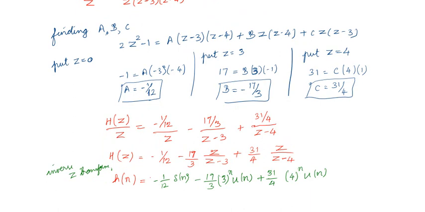Then we have H(z), so the impulse response is h(n), the inverse Z transform of H(z). The 1 gives delta of n. Z by (z minus 3) gives 3 power n u of n. This is a constant, so minus 17 by 3. Z by (z minus 4) gives 4 power n u of n. So this is the impulse response. Remember, this is the impulse response of the causal system.